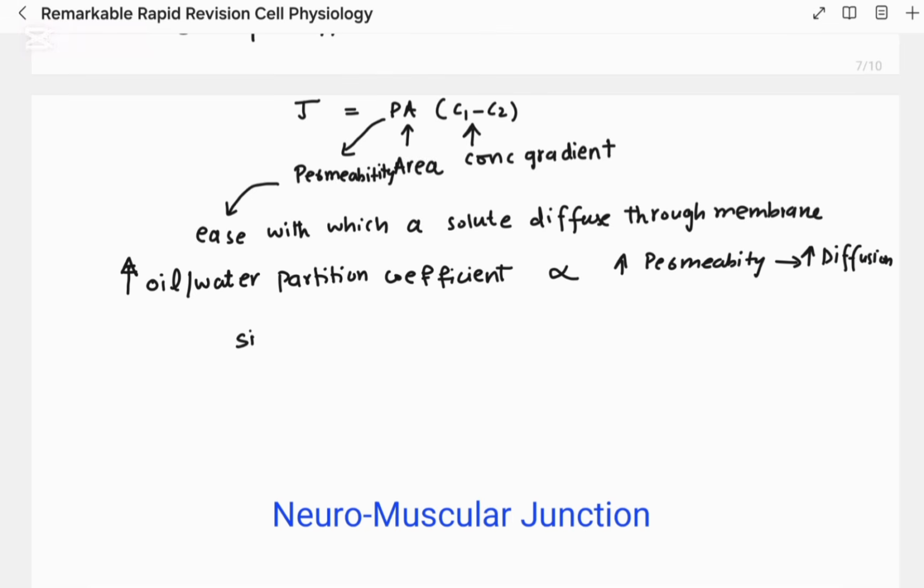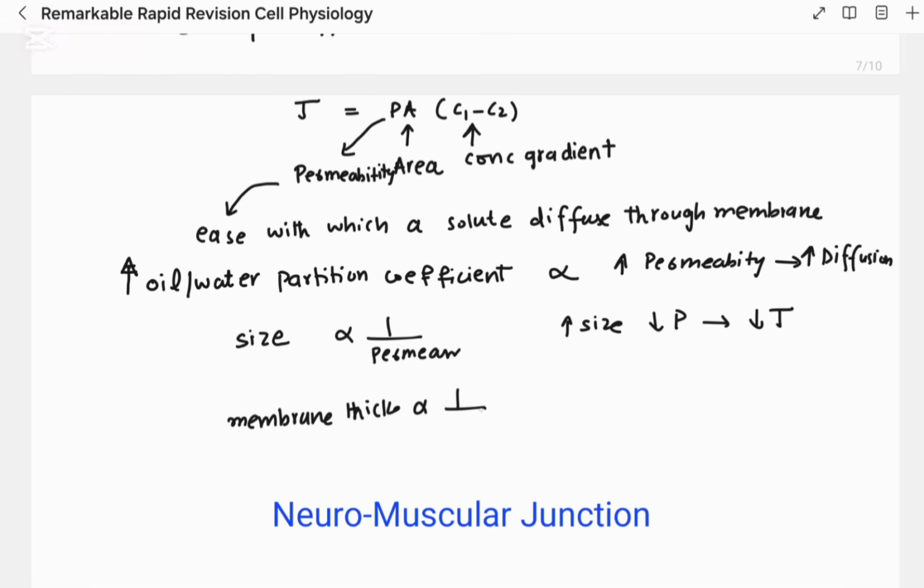Next is size of the solute. Size of the solute is inversely related to permeability. So if the size increases, the permeability decreases, leading to decrease in diffusion. The next one is membrane thickness. So membrane thickness is also inversely related to permeability. So if there is an increase in the thickness, there will be a decrease in the permeability, and there will be a decrease in the diffusion capacity.